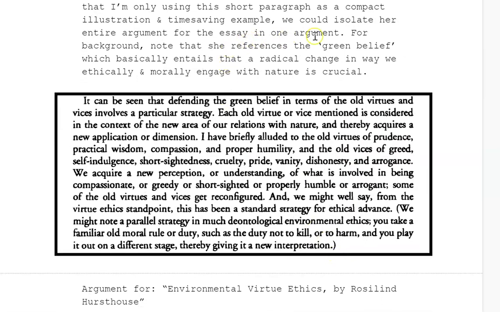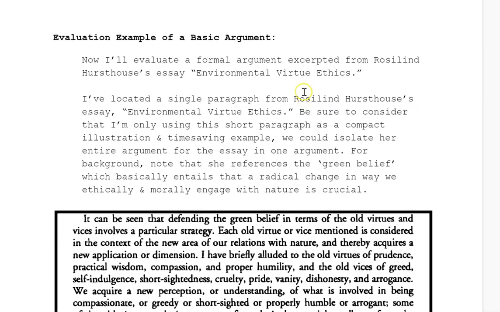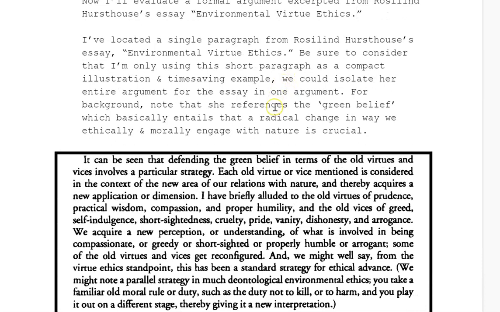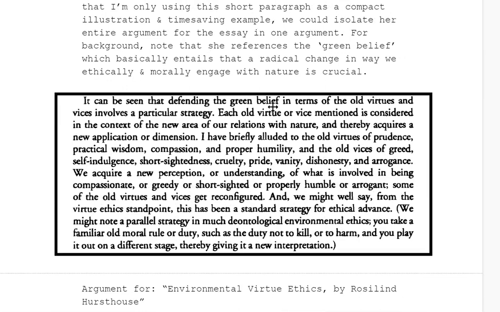So, and then also we need to know for background, she's referencing this so-called green belief, which basically entails that a radical change in which we ethically and morally engage with nature is crucial for her. So Rosalind Hursthouse is a virtue ethicist, obviously, and she's writing about the environment and really coming up with this idea that we need another way to engage with nature virtuously, and that's what she's working to do here.